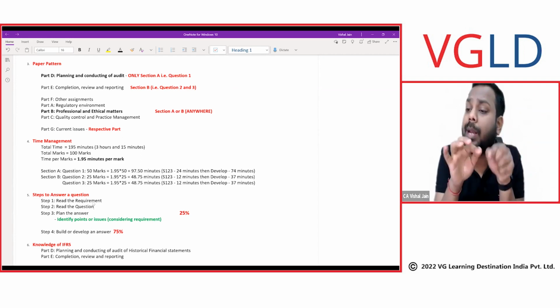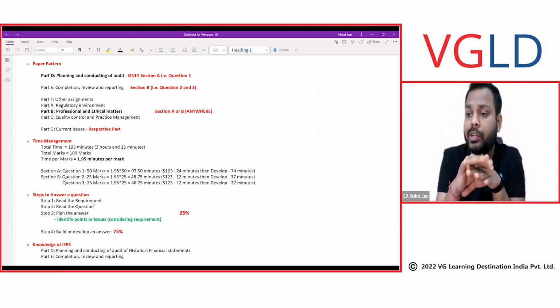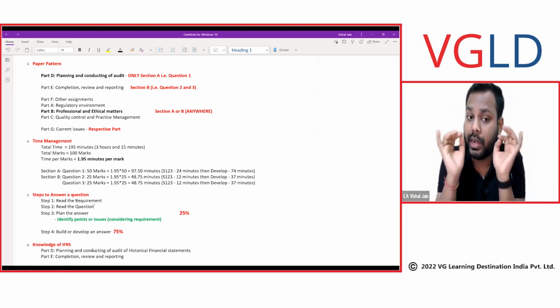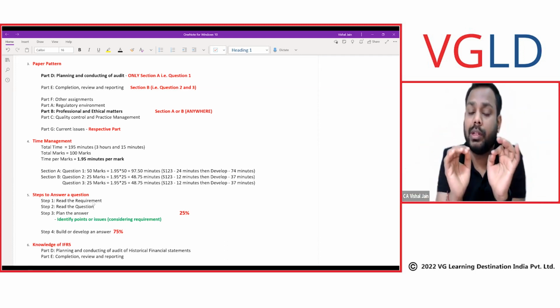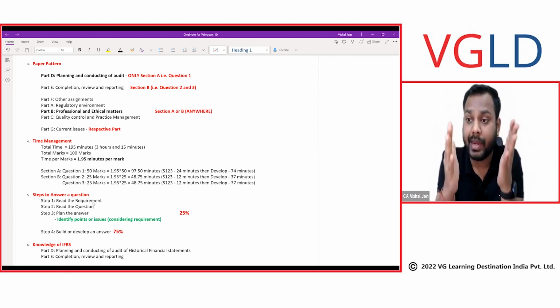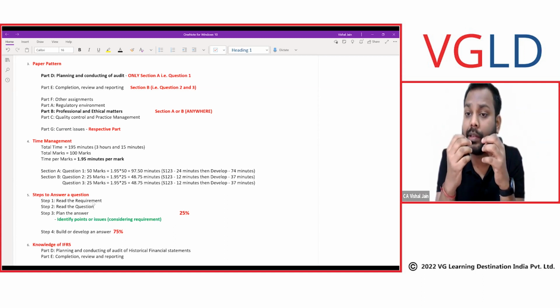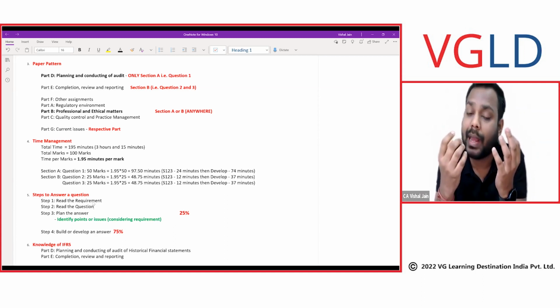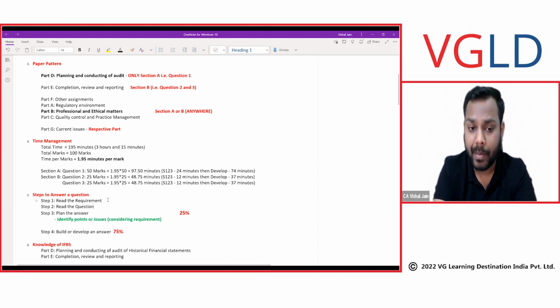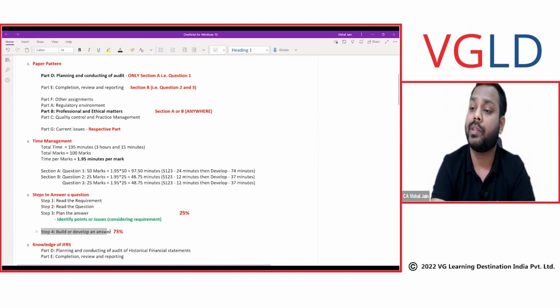So in the AAA paper, the first and foremost requirement is to read the requirement first. Don't read the question first. Read the requirement first, then read the question, because you have to channelize your mind. This paper is an application based paper, not like SBR or any other paper. So read the requirement first, then read the question, then plan your answer, and then develop your answer.